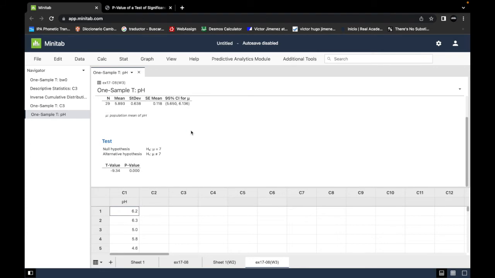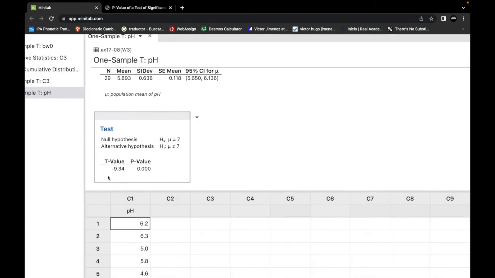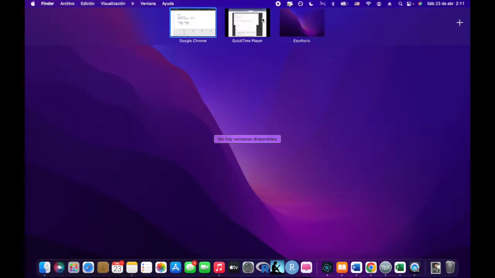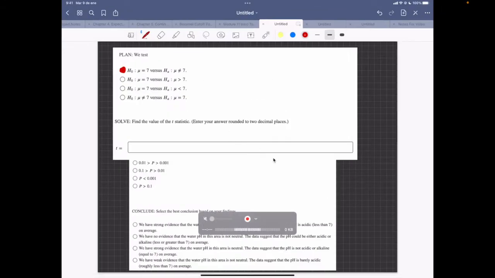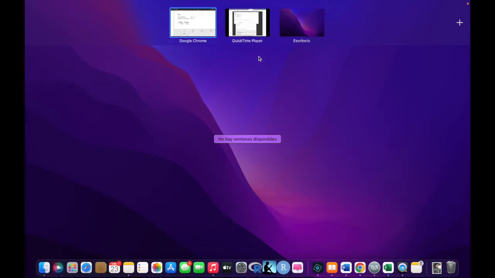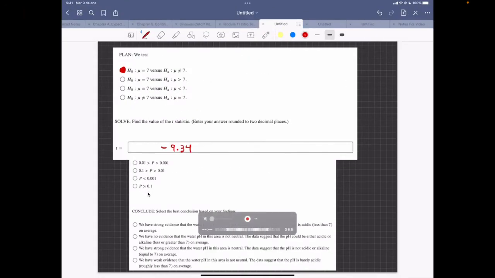There you have it. What is the value of the test statistic? It's this one, and then the p-value, which is what we need. So the t-value is negative 9.34. What is the p-value? The p-value in this case is almost 0. So what is the option we have to choose here? I think it's this one, p less than 0.001.